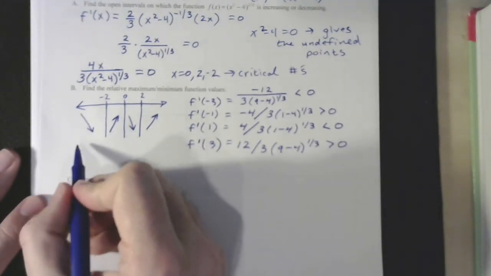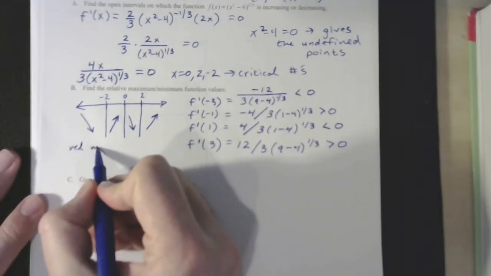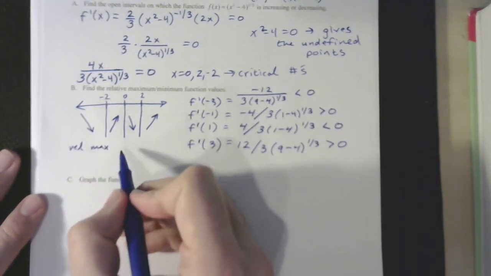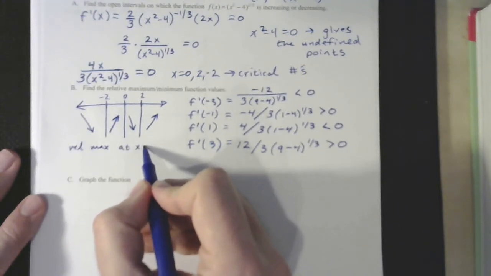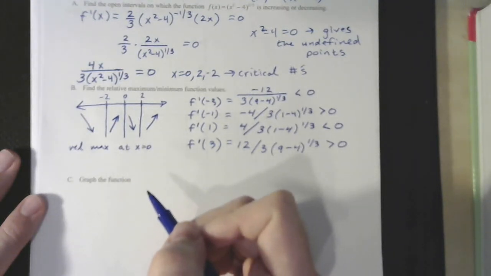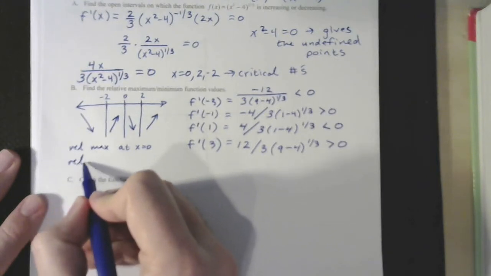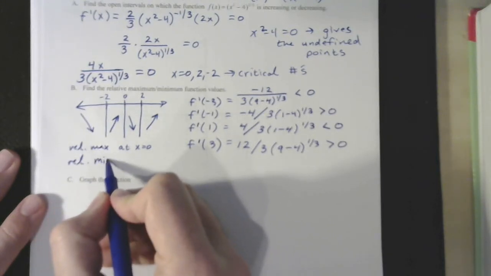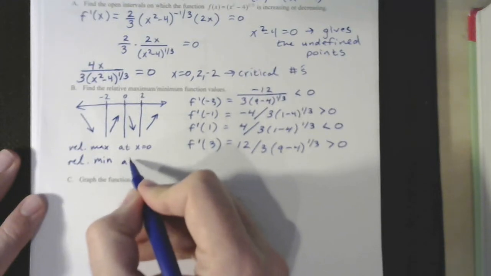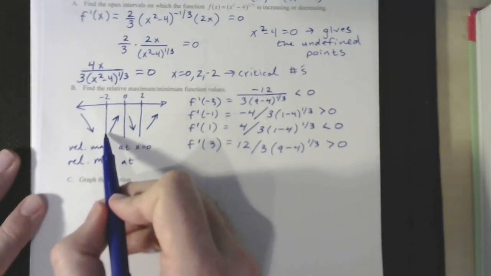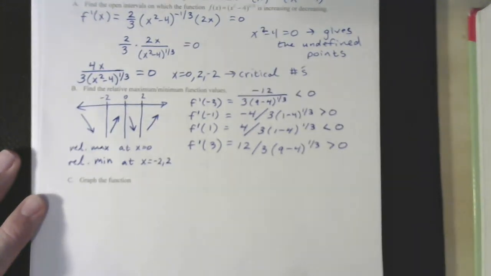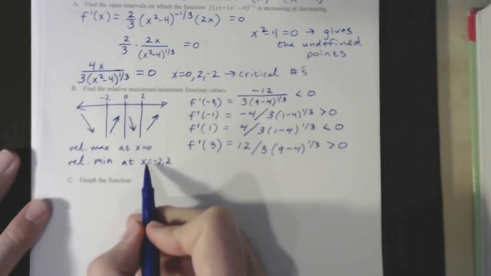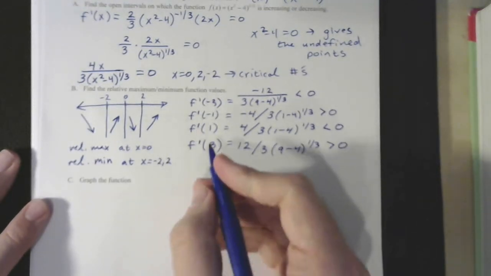So that means we have a relative max at 0, and we have a relative min at both negative 2 and 2. So we need the function values as well.